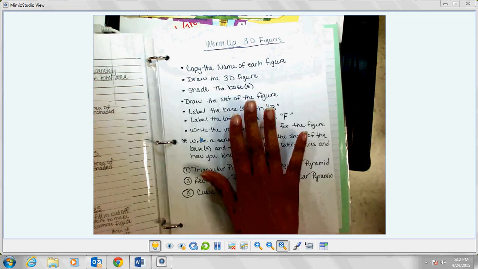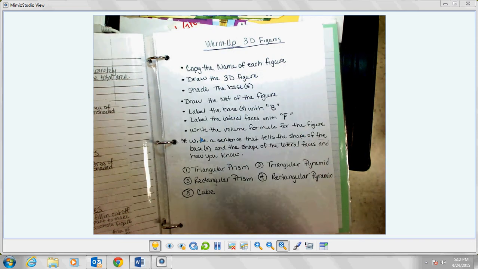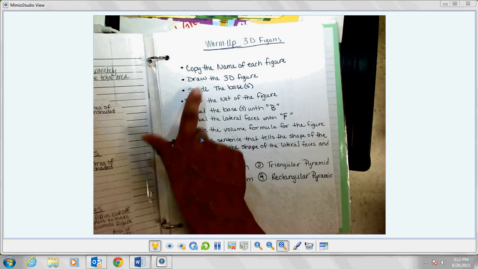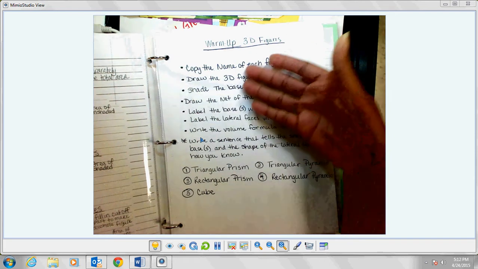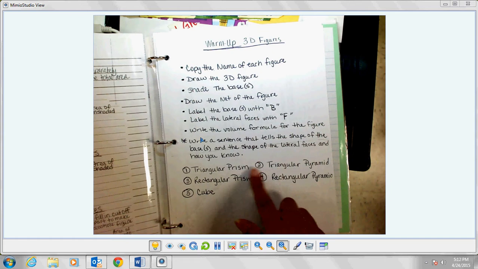Okay, the next thing should be your 3D figures warm-up. You should not have this sheet. Your paper should be where you actually did all of these things. So if you did not do that warm-up, then you need to follow all the steps here. These are the 5 shapes that it wants you to do.